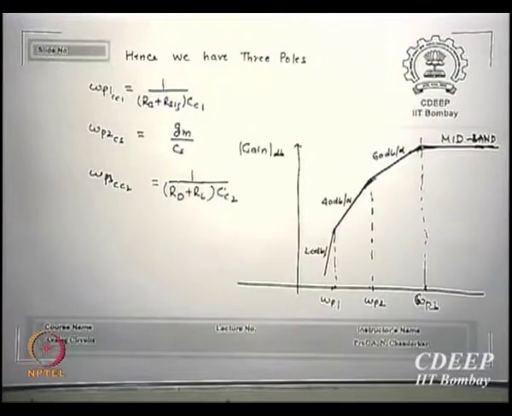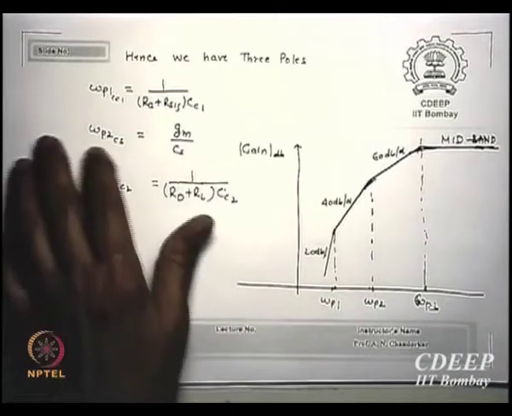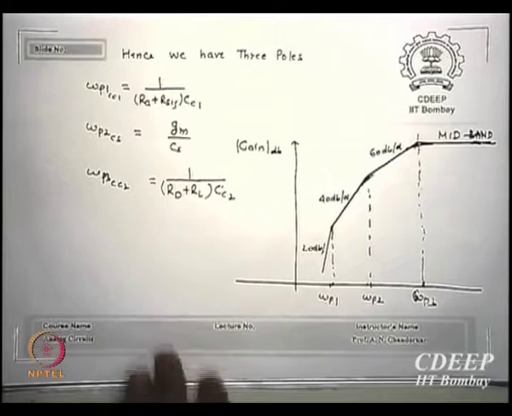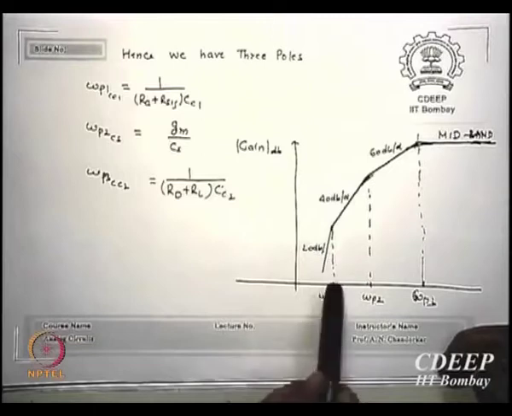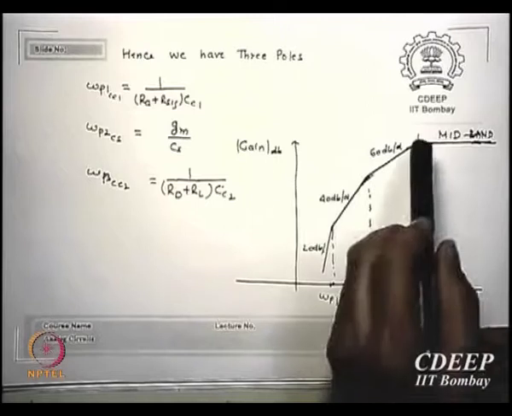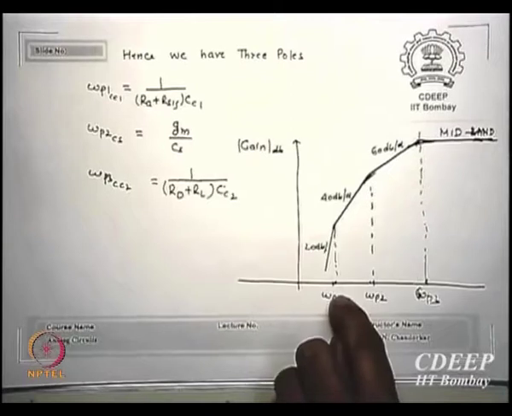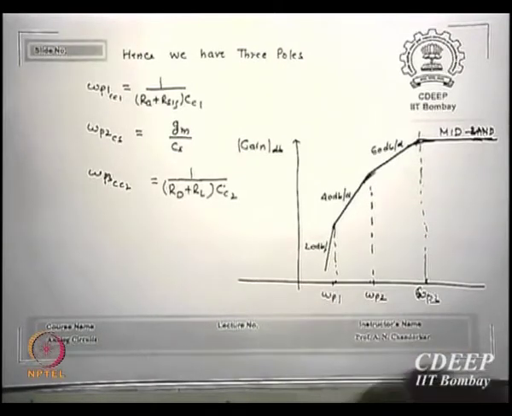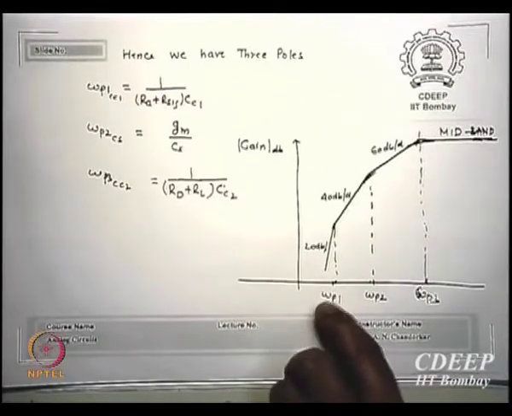Finally, if we see, there are three poles: omega P1 due to CC1, omega P2 due to CS, and omega P3 due to CC2. Since we know roughly the values, we figure out omega P1 occurs here, omega P2 occurs here, omega P3 occurs here. This is the Bode plot. You will say it can be omega 3 also, whichever comes. But by general knowledge of the values of GMs, RGs and R signal we use, can you see why this is the lowest?